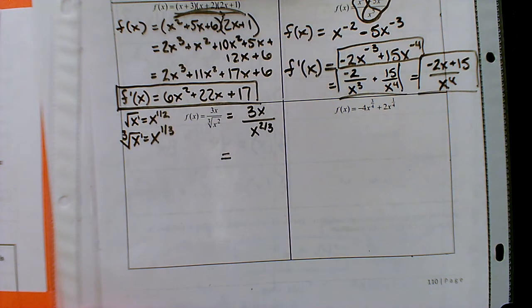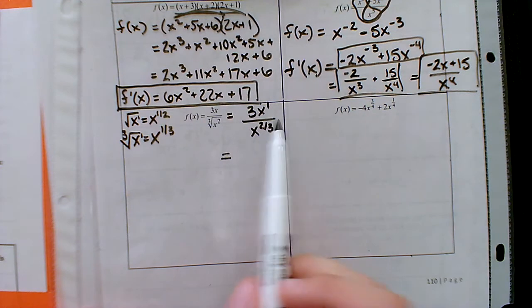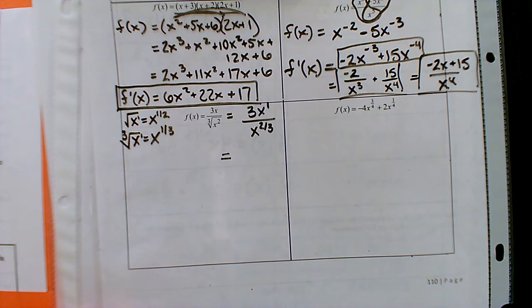Can we continue to rewrite that? Because we need a polynomial form. We need x to some power. Right now we have a fraction. If you have an x to the first divided by an x to the 2/3, can we somehow use some exponential or exponent properties to help us get rid of that division?